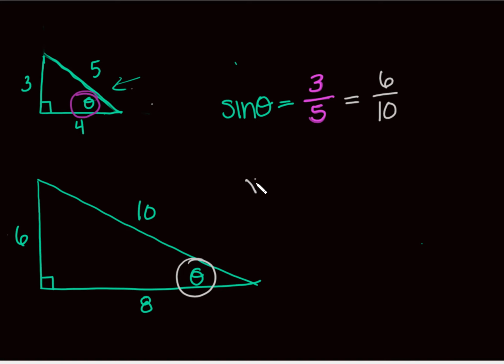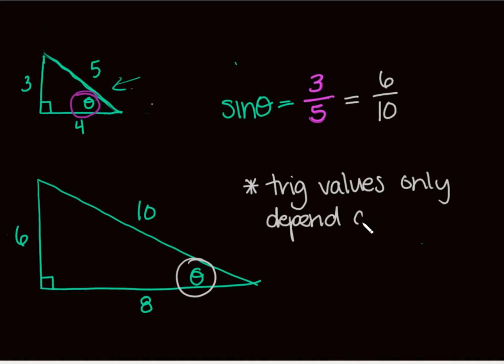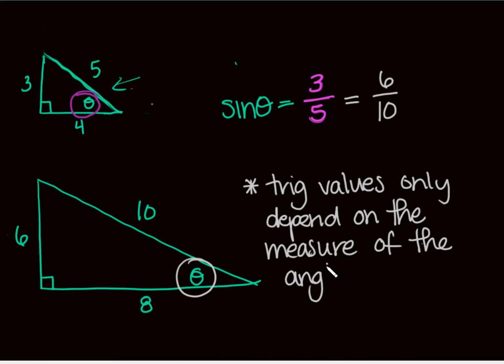So a very important point, and you should put this in your notes, is that trig values only depend on the measure of an angle, not on the size of the triangle.